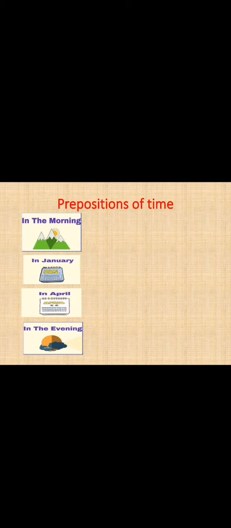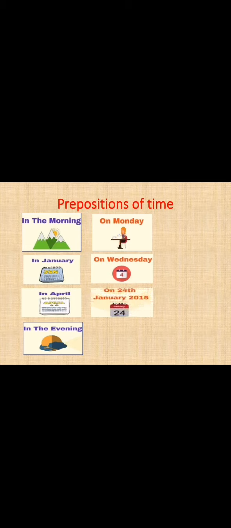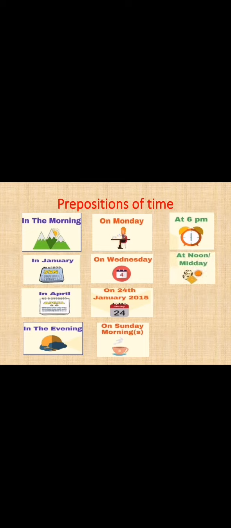Prepositions of time. In the morning. In January. In April. In the evening. On Monday. On Wednesday. The 24th of January 2015. On Sunday morning. At 6 p.m. At noon. Midnight. At dawn.